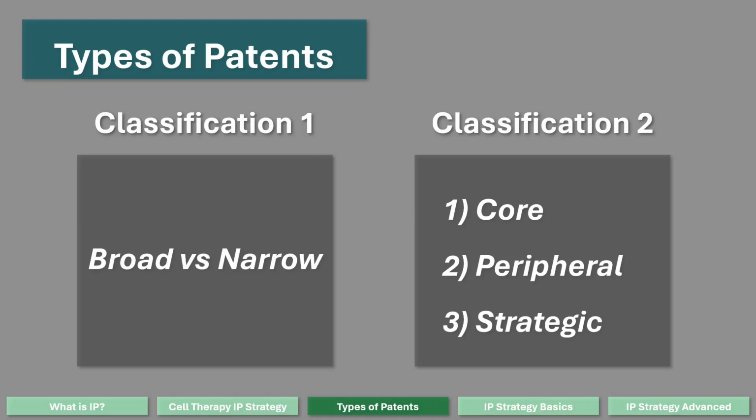This gets into the heart of IP strategy, the management of patents. In our knowledge-based industry, patents are key competitive advantages for biotechnology companies. We will see that an IP strategist can classify patents in 2 ways. The first way is to classify patents as either broad or narrow, and the second way is to classify patents as core, peripheral, or strategic.